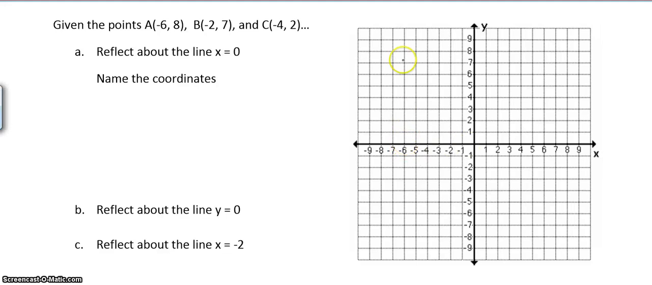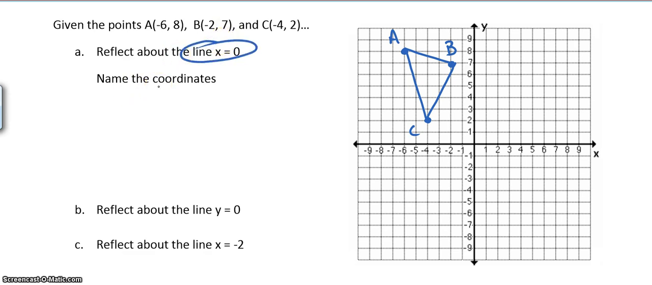A is (negative 6, 8). Call that point A. B is (negative 2, 7). Call that point B. And C is (negative 4, 2). Call that point C. Now let's connect these dots to form a triangle, just to give us a sense of the shape we're reflecting. So there's my triangle. Now, the first one says reflect about the line x equals 0 and name the coordinates.